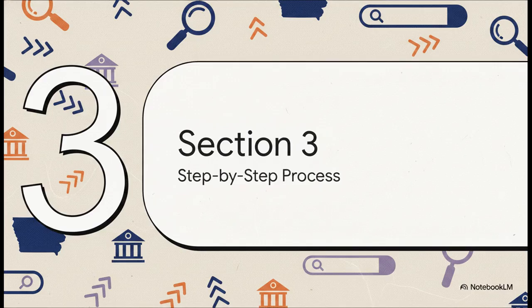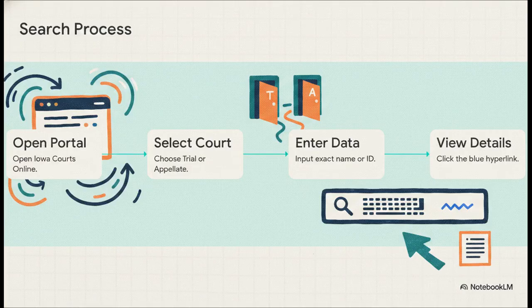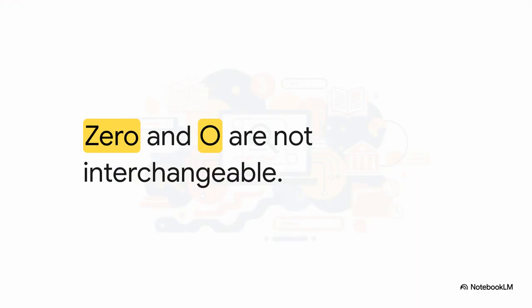Section 3, Step-by-Step Search Process. Here's the fastest way to execute this. Step 1, open Iowa Courts Online. Step 2, select either the trial court or appellate court search menu. People stumble here all the time, so choose the right one. Step 3, punch in your perfectly formatted name or case ID. And Step 4, hit search and just click the blue hyperlink on either the case ID or docket number to open up the details. Let me highlight a crucial point here. The number 0 and the letter O are not interchangeable. Mixing these two up will literally instantly fail your search. Pay close attention to that strict rule.